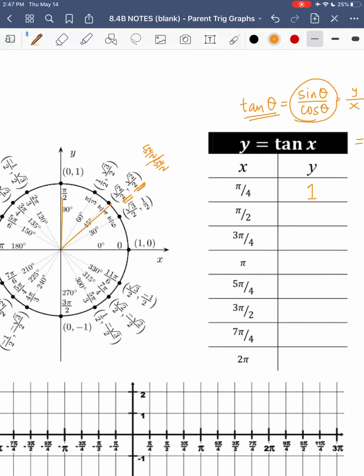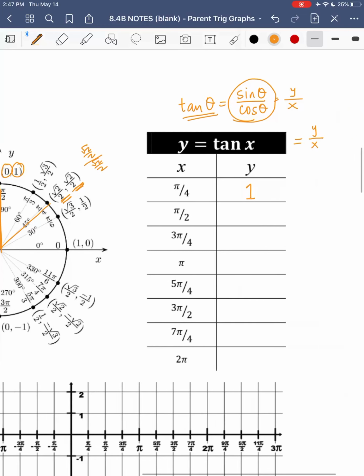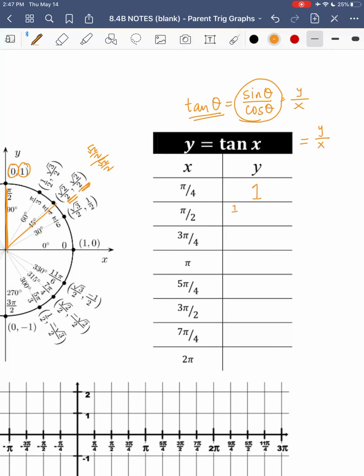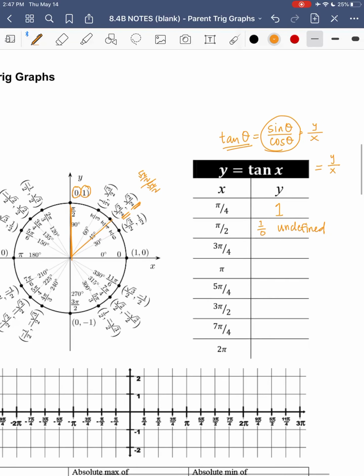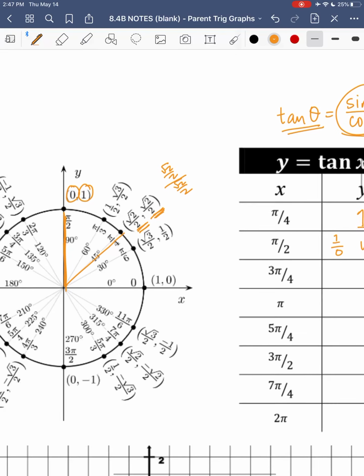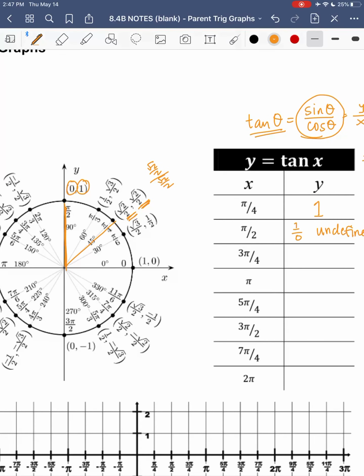Okay, pi halves. Here we are at pi halves. We have y, which is 1, over 0. That seems bad. 1 over 0, that's a bad thing. We can't divide by 0. This is undefined. That's not great, but, you know, whatever. What happened to tangent as it got really close there? That's something we could think about, though.